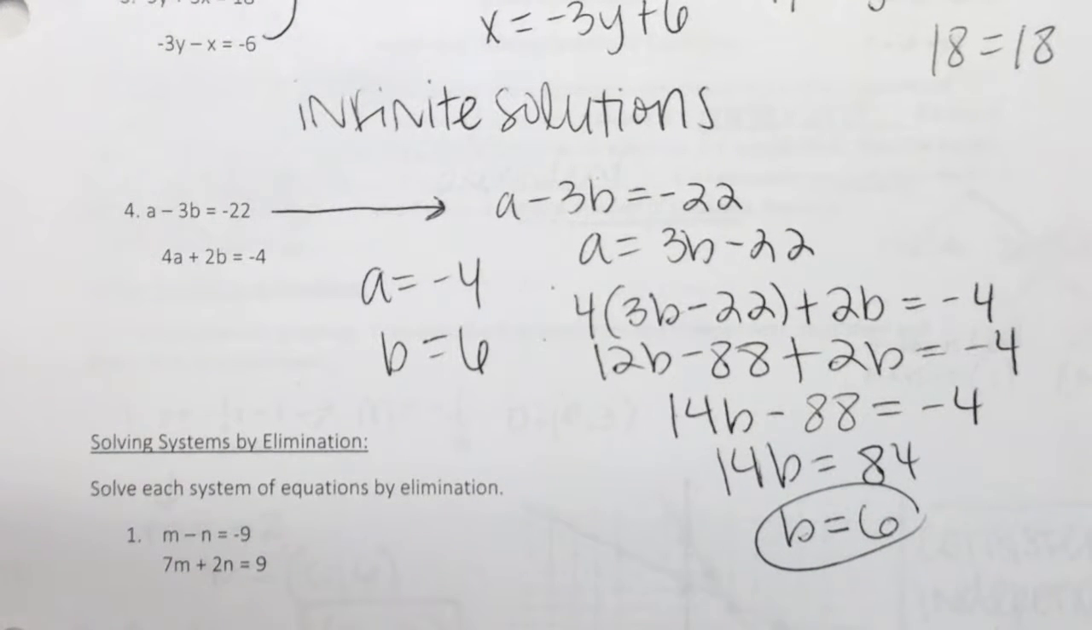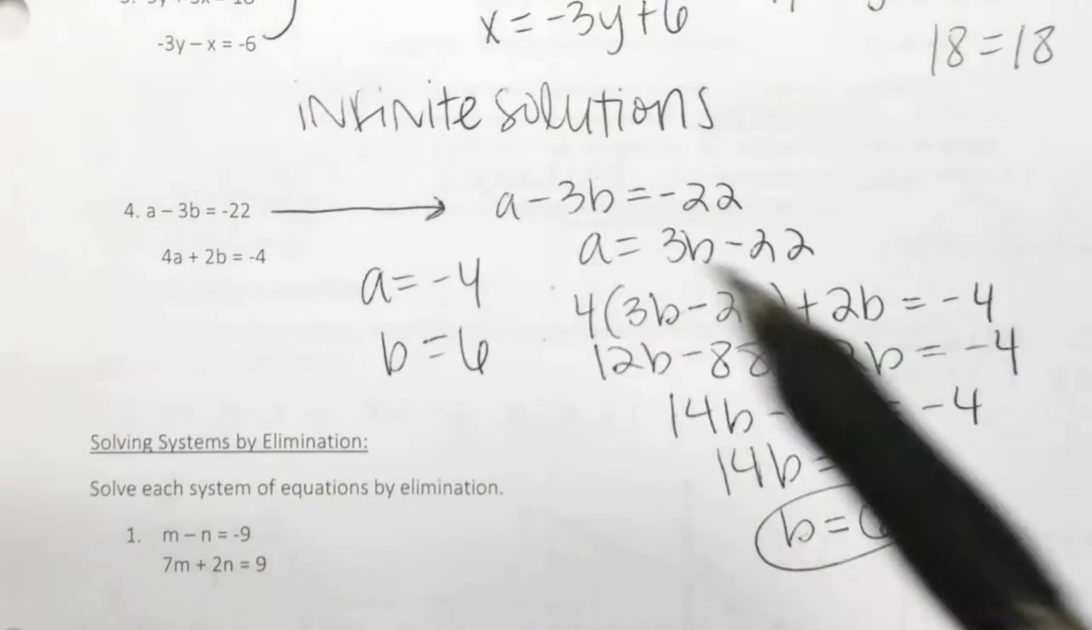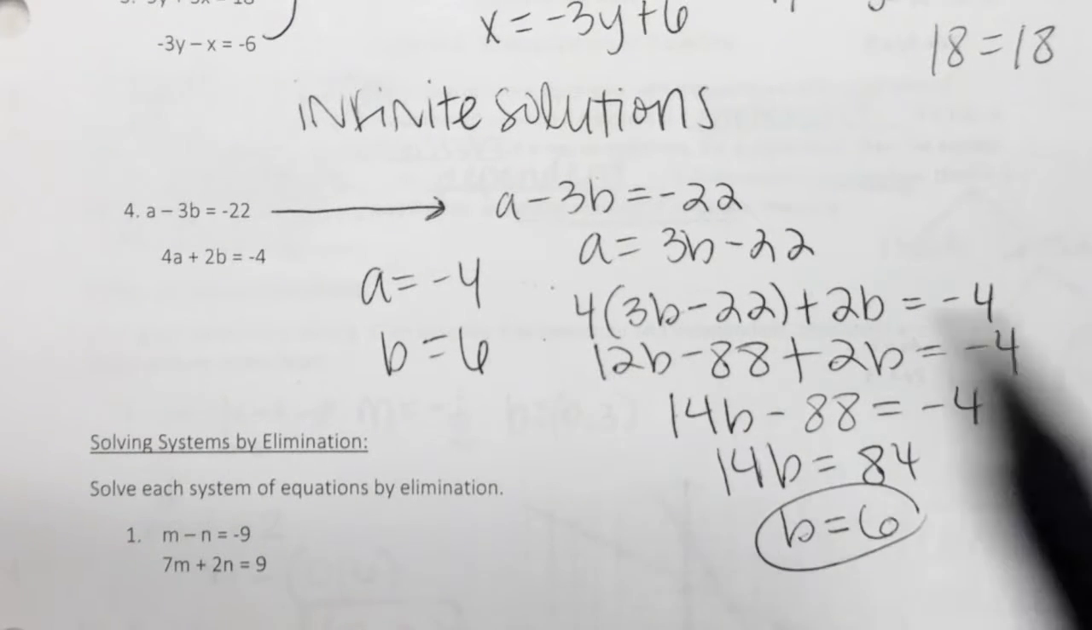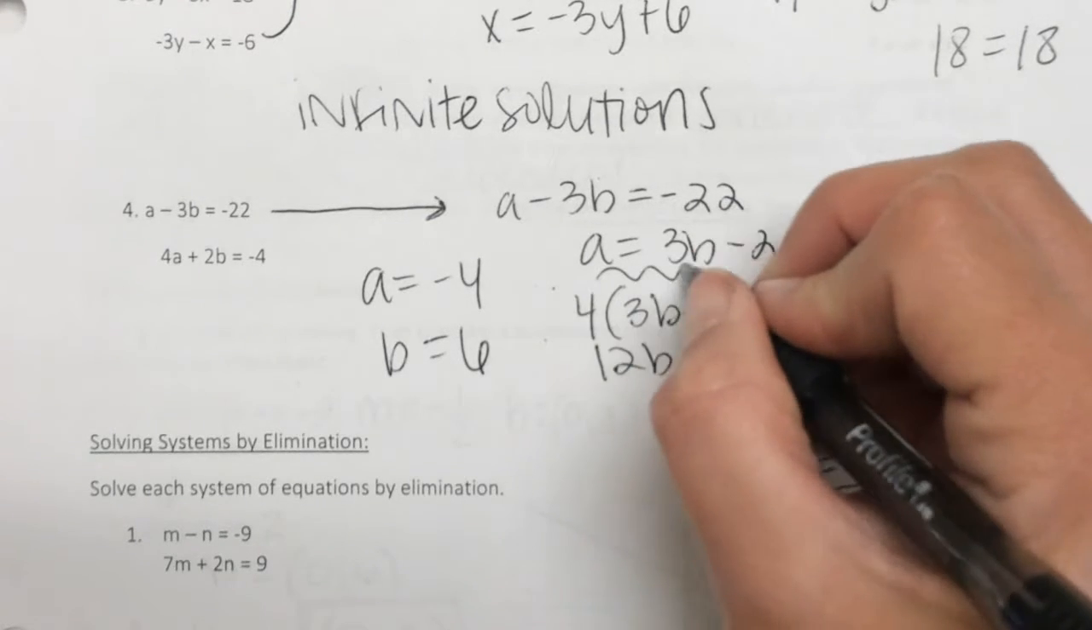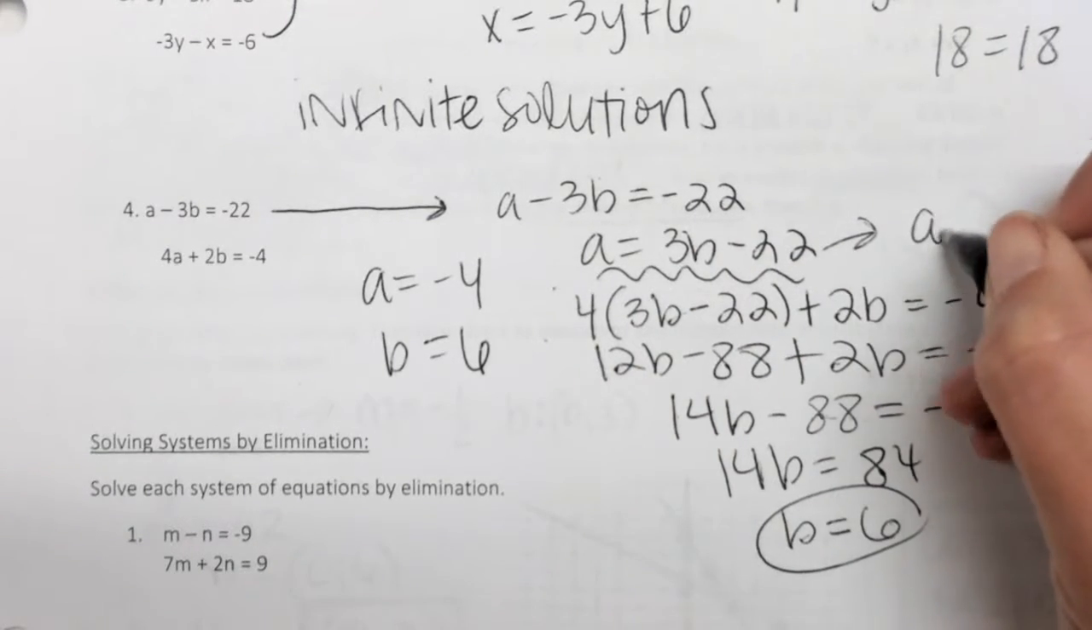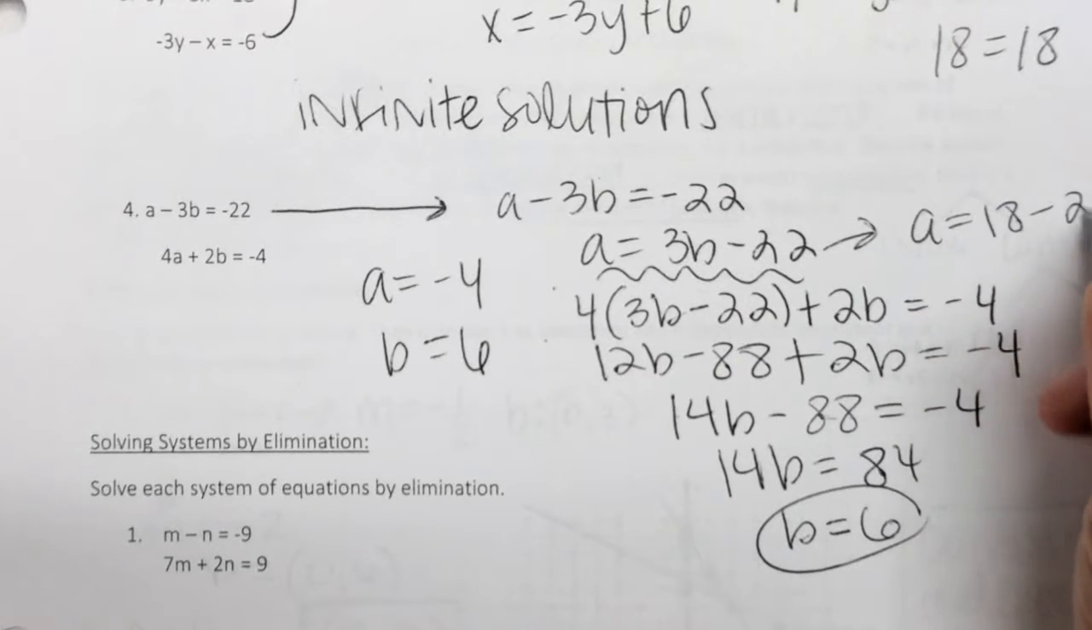Good. Is everybody okay with that part? One little thing: if you forget a negative or a positive on this, it'll mess up the whole thing. When we plug b back in, which one should we probably plug it into? Anybody? Yes, this one, right? So it'd be a equals 18 minus 22. That's where we got the -4.